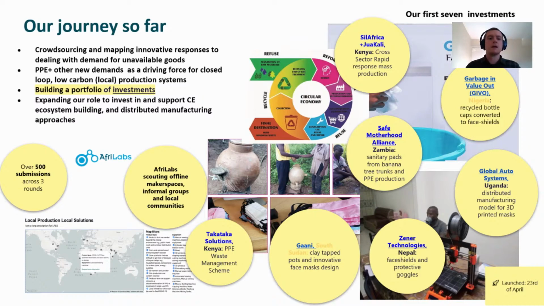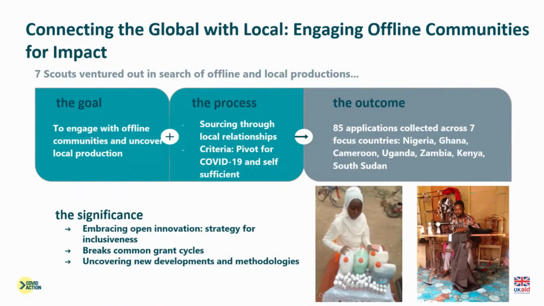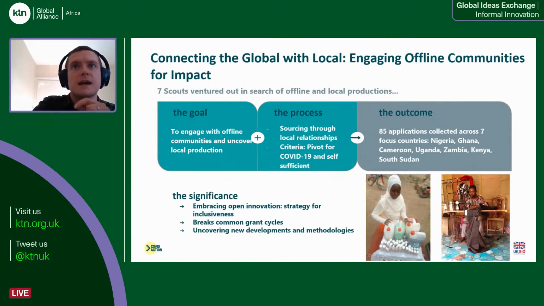Next slide, please. So with our round 3, we partnered with AfriLabs because we wanted to expand our outreach for the program into offline communities. The producers and innovators that we wouldn't have reached with our online media push. So we had 7 scouts from AfriLabs venture off into 7 different countries, looking for these offline, microscale, not always microscale, I have to say, innovators in the informal sector. We wanted to see what was going on, uncover and really understand better what was happening. And the outcome that we've got of that is 85 applications across these 7 focus countries that we had.